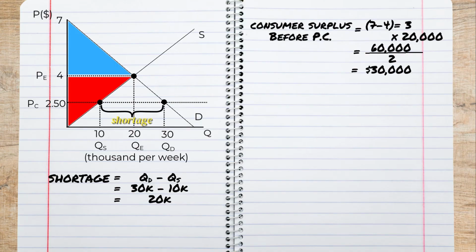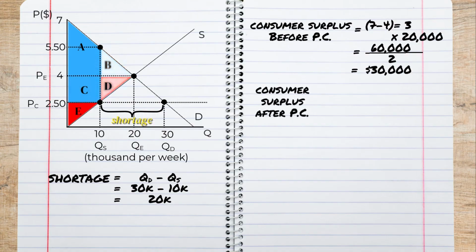And now let's see how the price ceiling affected the consumer surplus. You'll notice it's no longer a triangle, so we have to find the area of the trapezoid represented by A plus C, since we'll be losing B and D. Do you remember the formula for the area of a trapezoid? It's the sum of the two parallel sides times the distance between them divided by 2. So that's going to be 7 minus 2.5 plus 5.5 minus 2.5. This gives us 4.5 plus 3, which is 7.5.